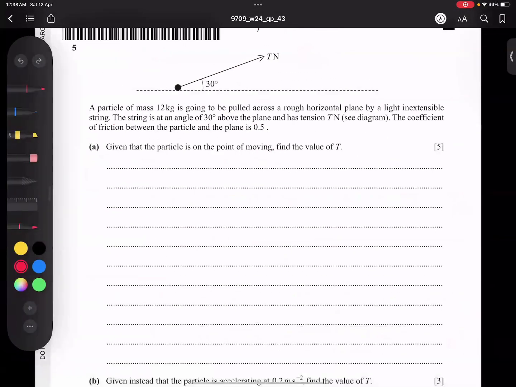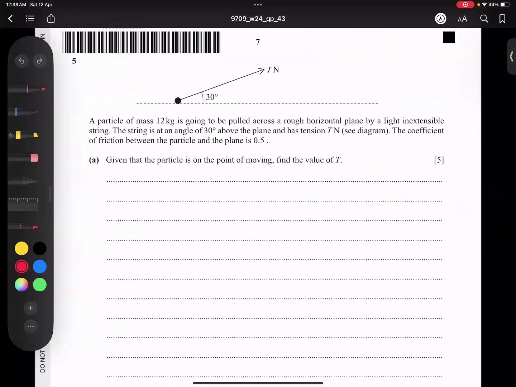Question number 5. A particle of mass 12 kilograms is going to be pulled across a horizontal plane. The string is at an angle of 30 degrees, you can see here. And he said tension T is the force applied, and the coefficient of friction is given as 0.5. Given that the particle is at the point of moving, meaning it is about to move, acceleration for sure is 0. So the particle is not in motion.